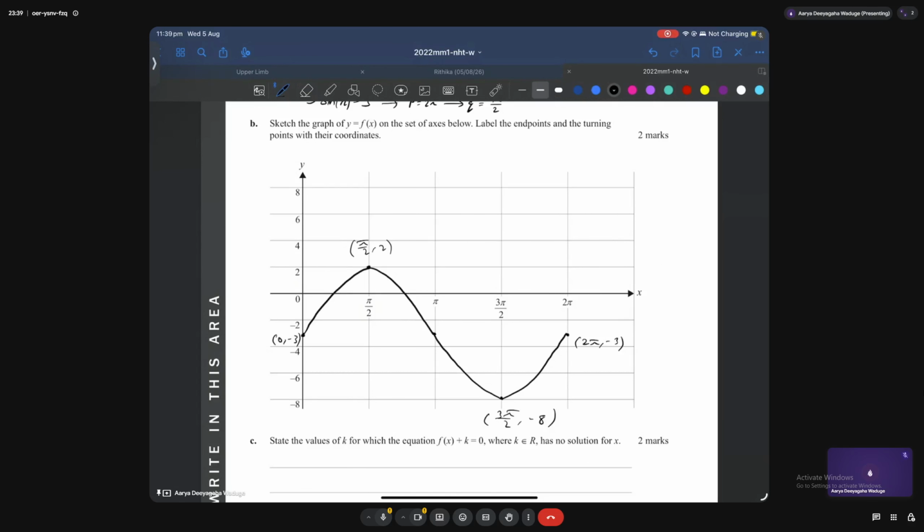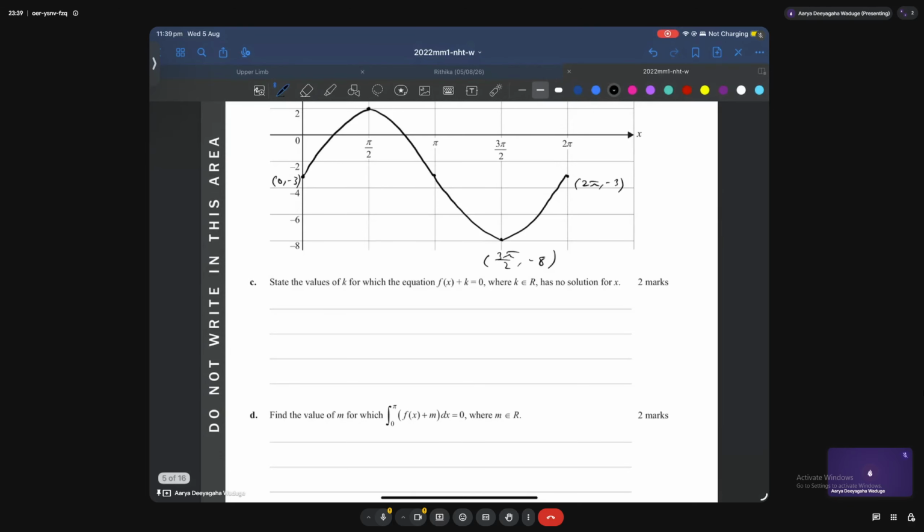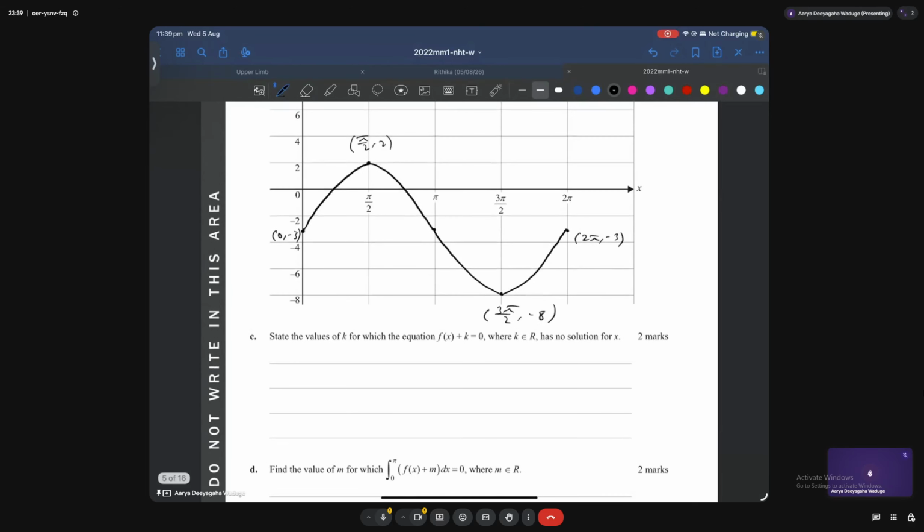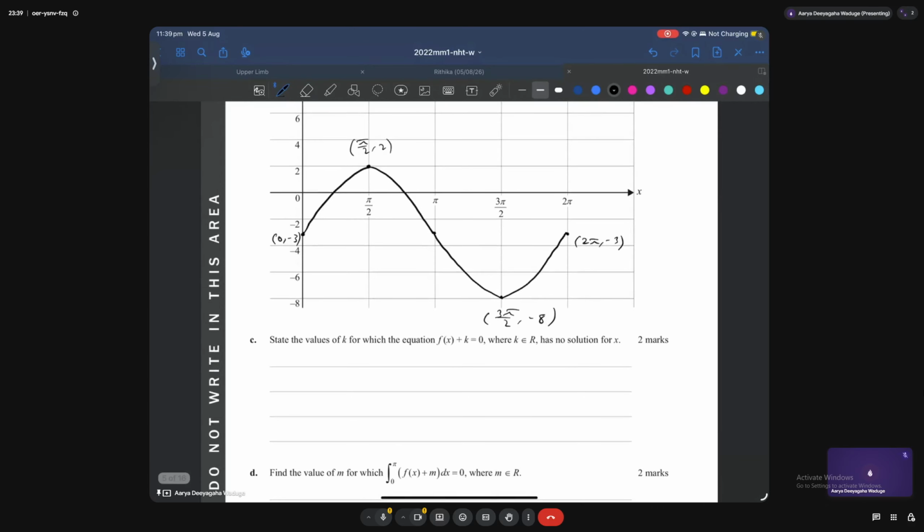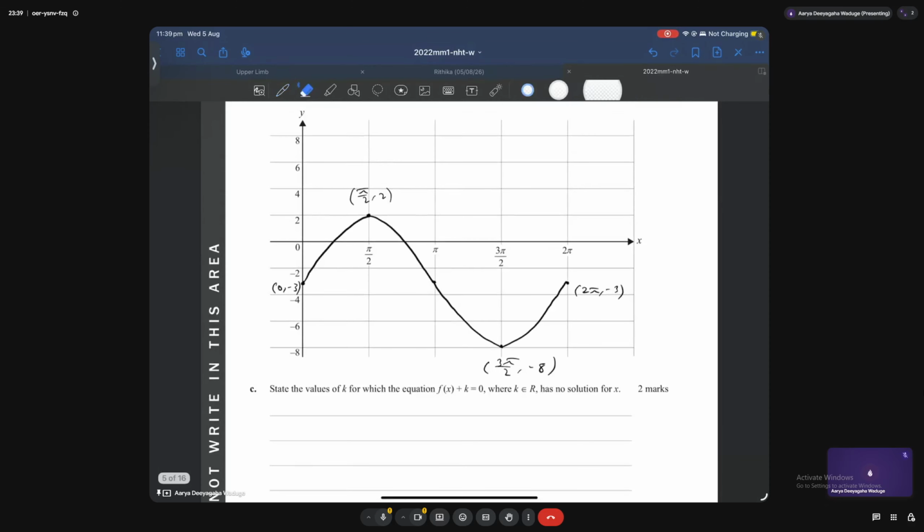Okay, very straightforward graph. State the values of k for which the equation has no solution for x. So essentially, it is saying no solutions for any x-intercepts. So we just need to find the values of k such that there's a vertical translation for this graph having no x-intercepts. We know that if we move it down by more than 2 units, there'll be no x-intercept. And if we move it up by more than 8 units, there'll be no x-intercepts.